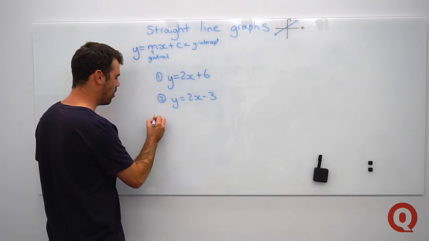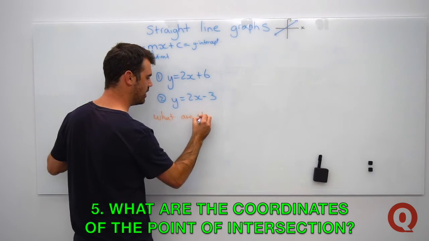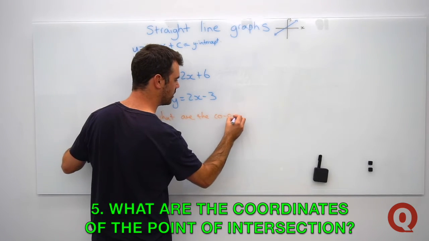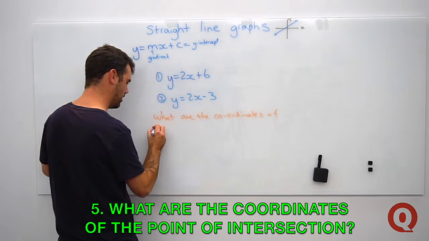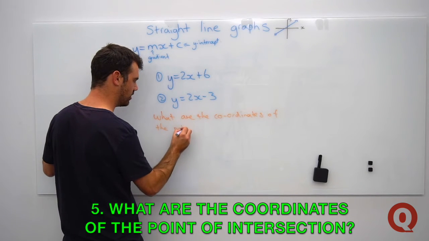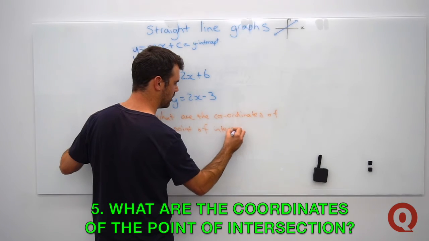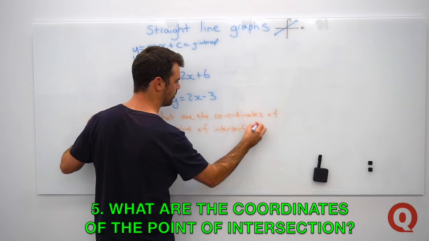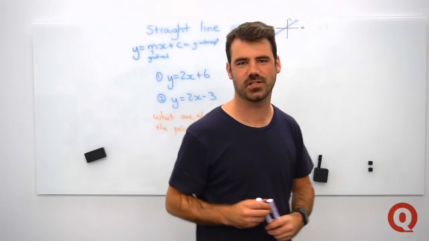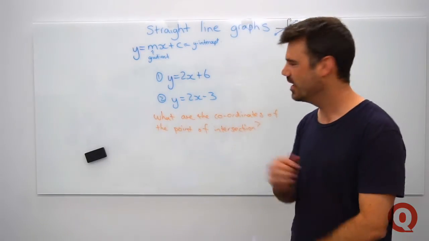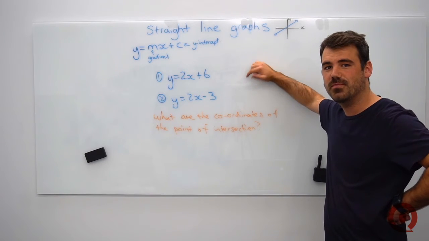I want to know what the coordinates of the point of intersection are. So I want you to find the point of intersection. Where do these two graphs meet? And what are the coordinates of the point at which these two meet?